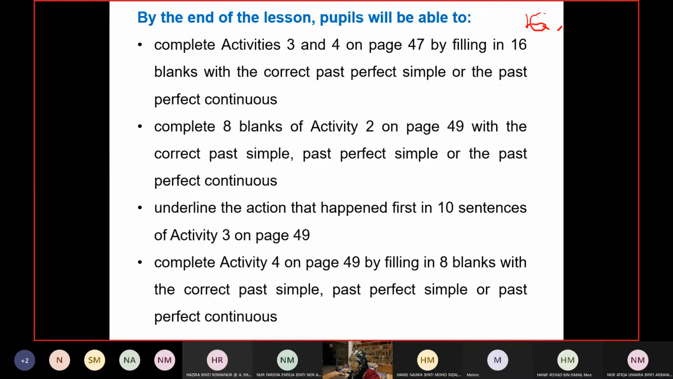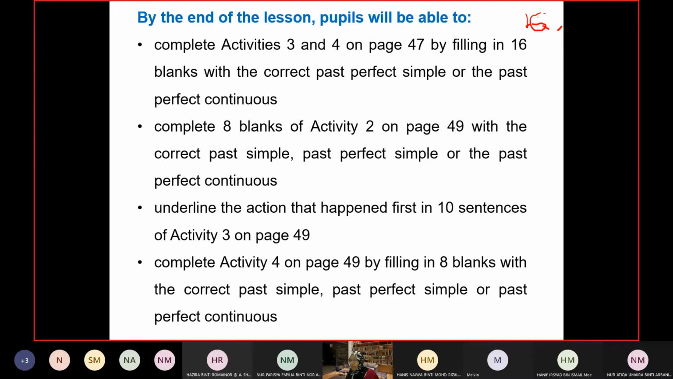All right, next one. For short answer, if let's say you wanted to answer those questions given in past perfect simple, the answer should be yes, I had, or no, I hadn't. So you have to bear in mind past perfect simple: had plus past participle. Okay, as you can see, what is the use of past perfect simple? Apa kegunaan past perfect simple?